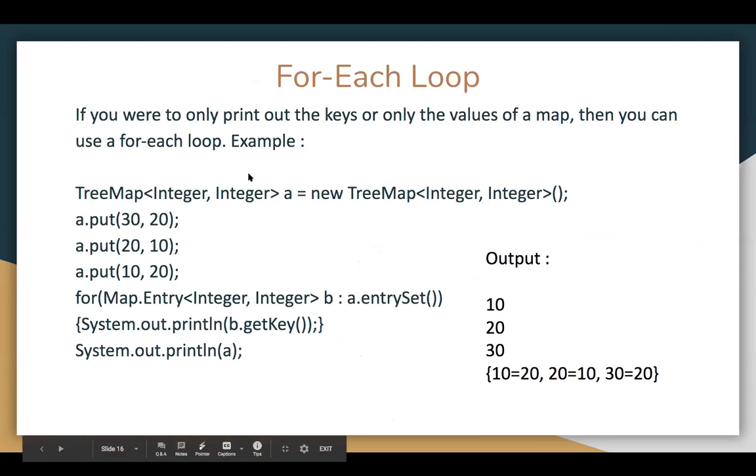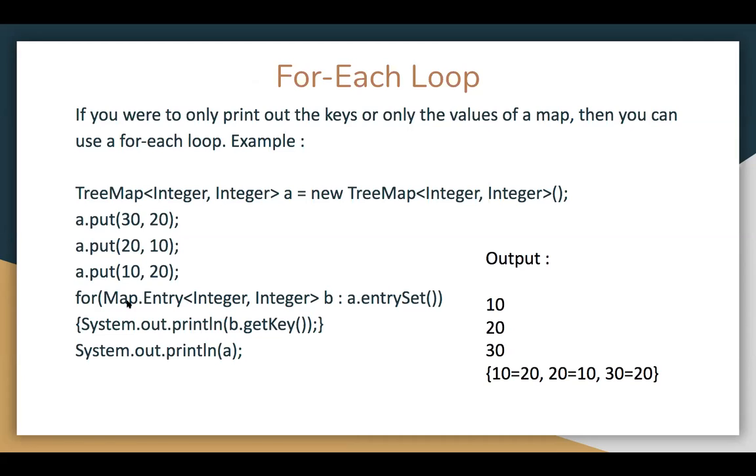This should be the last slide. So this is the for each loop, and we already discussed this with arrays, so you should be familiar with this. It's just that I'm teaching you a new way to use it. So if you were only to print out the keys or only the values of a map, then you can use a for each loop. So for example, if we had a TreeMap like this, and then we put some values in.